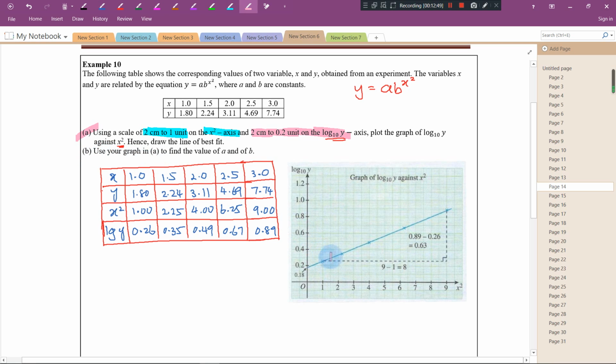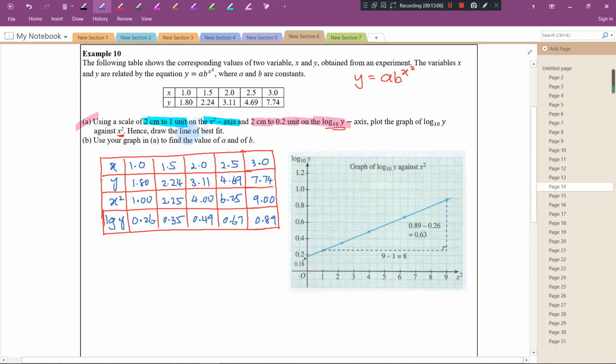You have to draw the line of best fit carefully, because we always need to get information from our graph to help us get the answer for the following part. Okay, so now use your graph in A to find the values of a and b. Let me copy this function first: y equal to ab power x squared. So I want to reduce this non-linear relation. Log base 10 of y, x squared. Okay, so I need to add log to both sides.